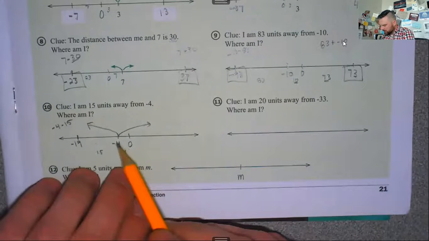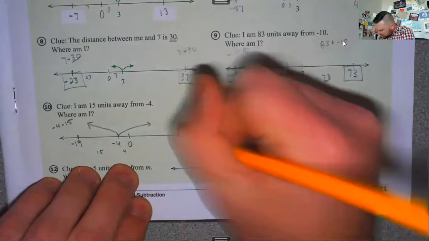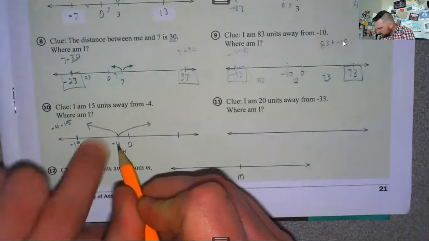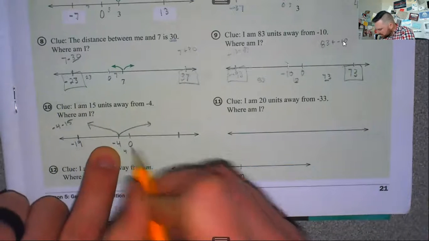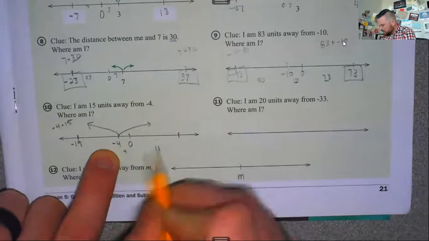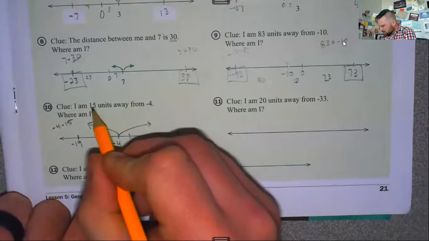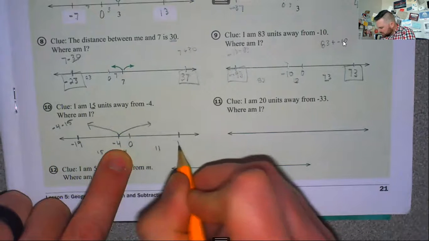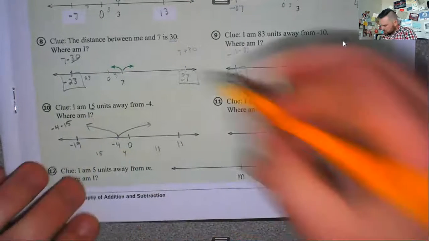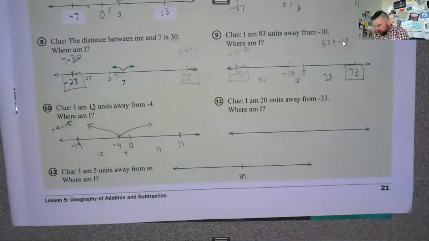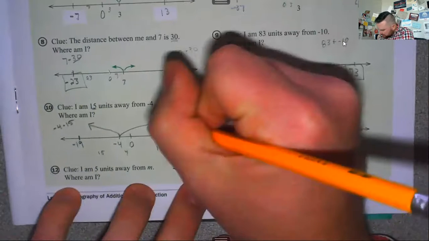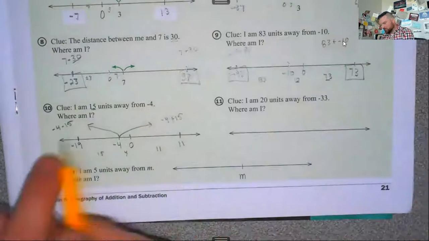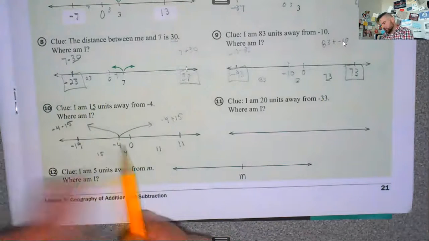If I go this way, the distance has to be 15. So I already have 4. Going from here to here is 4. Then from here to here, I need to go 11 because 11 plus 4 gave you that distance of 15. So if I go 0 and I go 11 units, that's positive 11. Which would be negative 4 plus 15 on that side. So when we go to the left, we subtract. When we go to the right, we add.